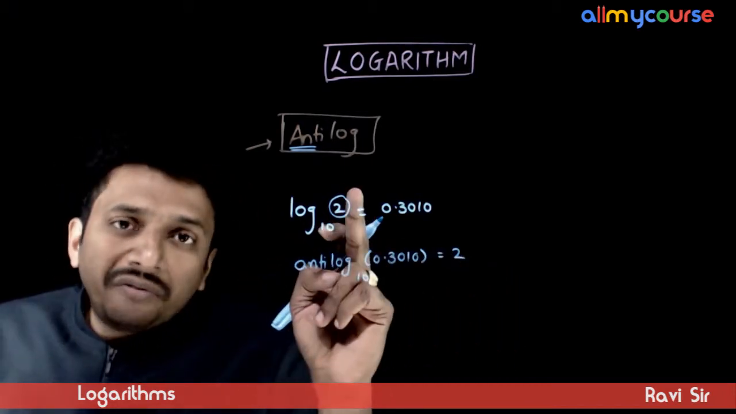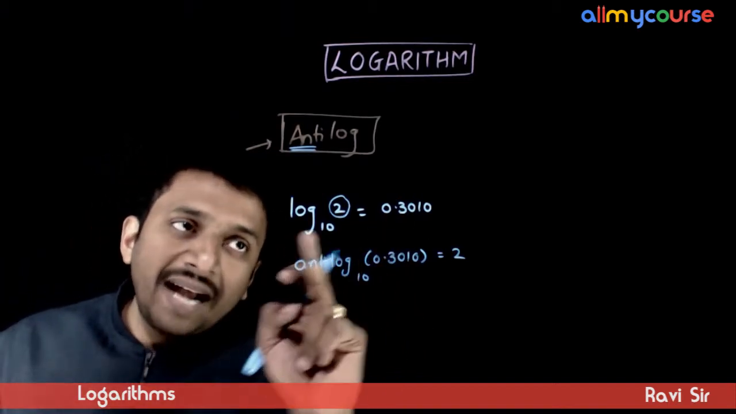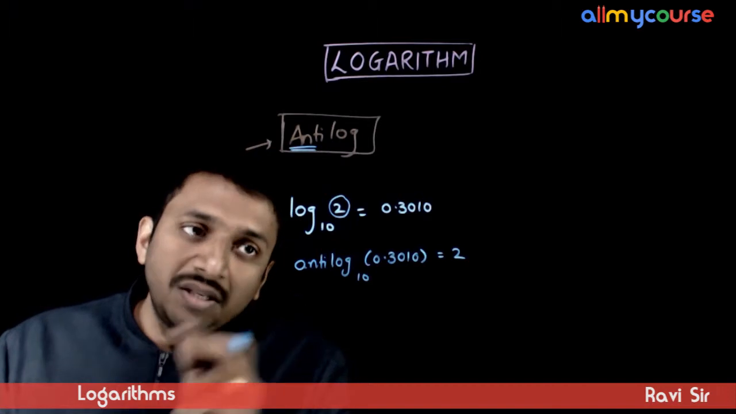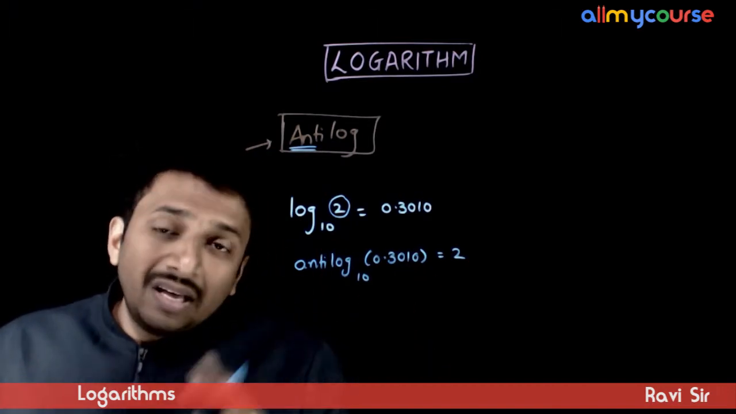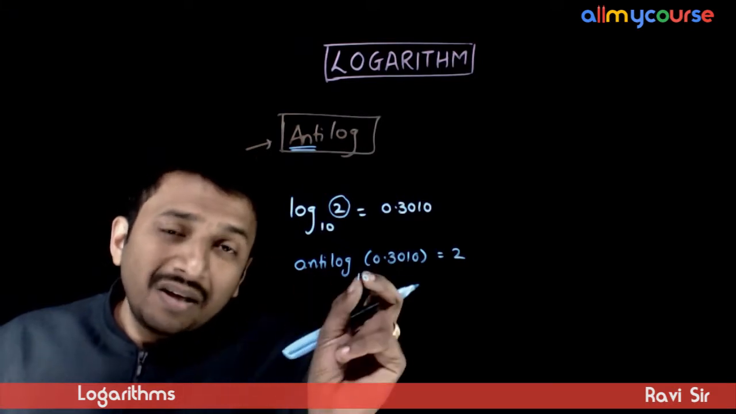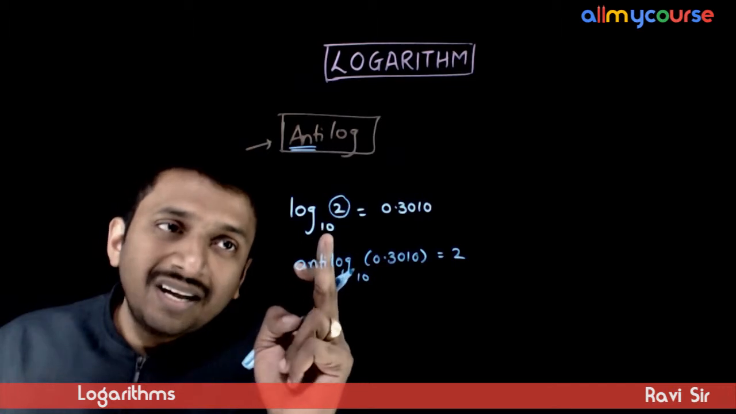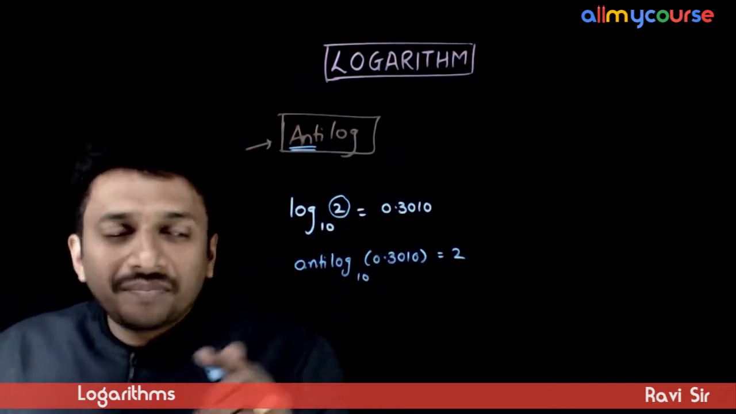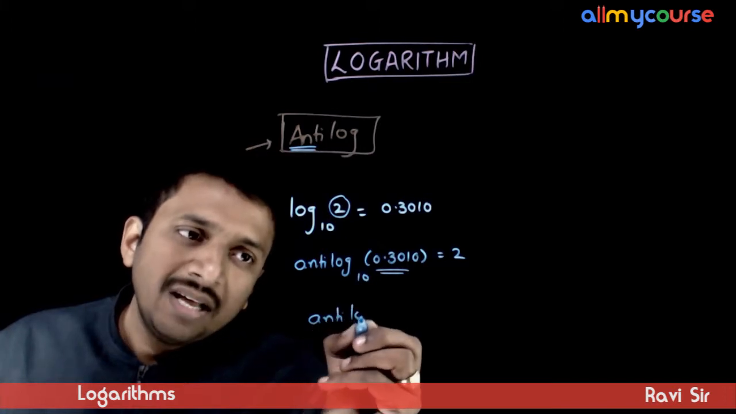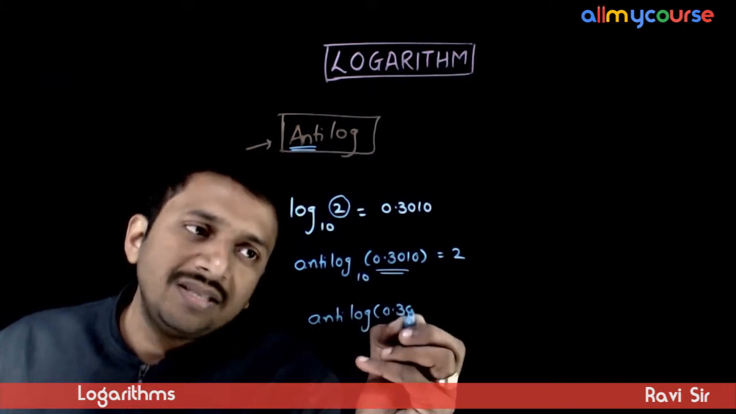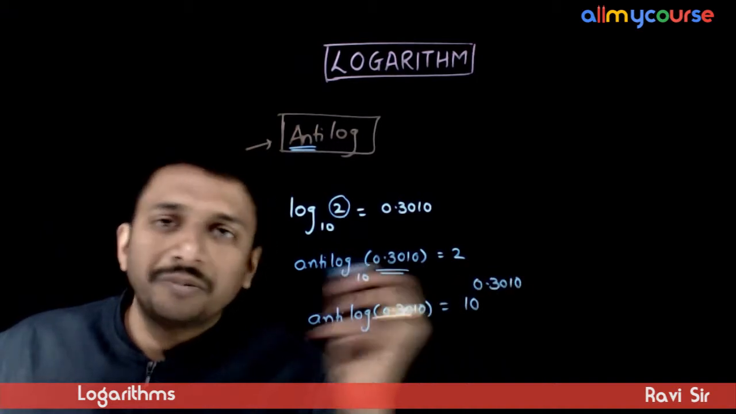So if log of 2 to the base 10 is 0.3010, what it says is that the antilog of 0.3010 with respect to 10 is nothing but 2. And as you can understand, what is antilog actually doing? Antilog is just 10 raised to the number. So antilog of 0.3010 is nothing but 10 power 0.3010.